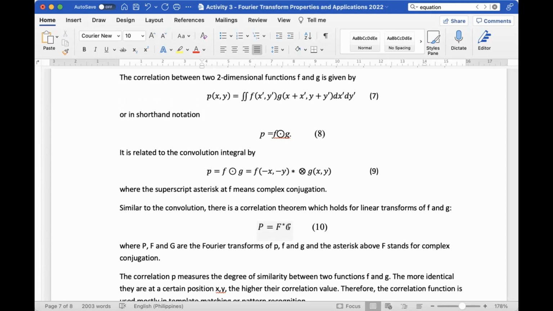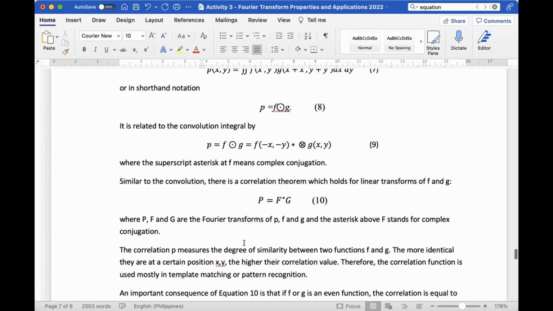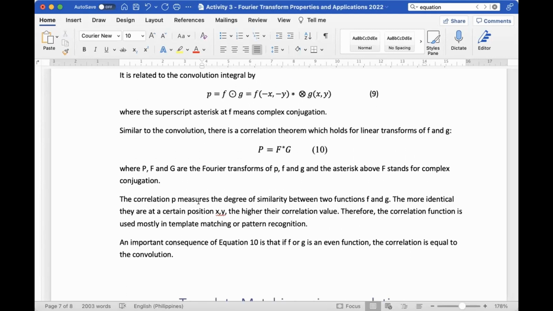Multiply mo element by element dun sa Fourier transform ng G. Yung product nila ay yung Fourier transform ng correlation. Tapos pag in-inverse FFT mo tong P, ayun na yun, na-correlate mo na yung F and G together. Okay. The correlation P measures the degree of similarity between two functions F and G.